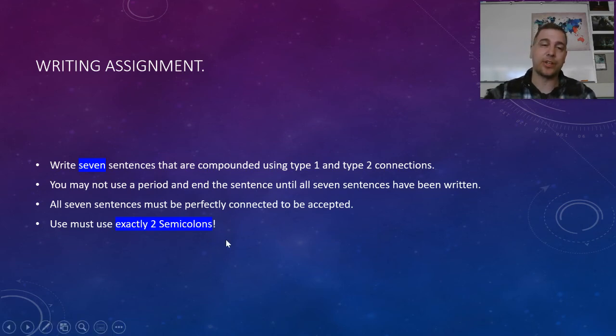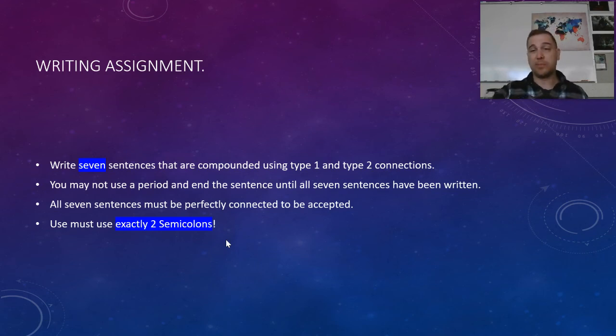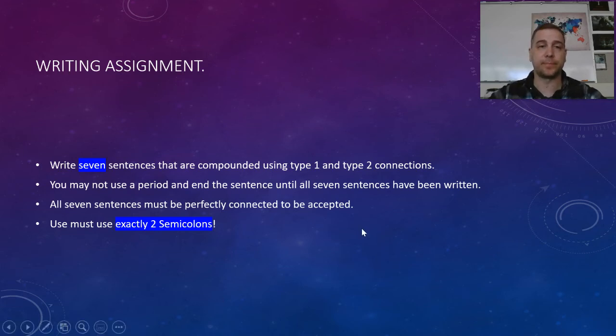This would be your challenge. Can you do this? Can you keep writing sentences and sentences? Theoretically, you could make an entire novel that's just one compound sentence. It wouldn't be good writing, but you could do it and it would be grammatically correct.